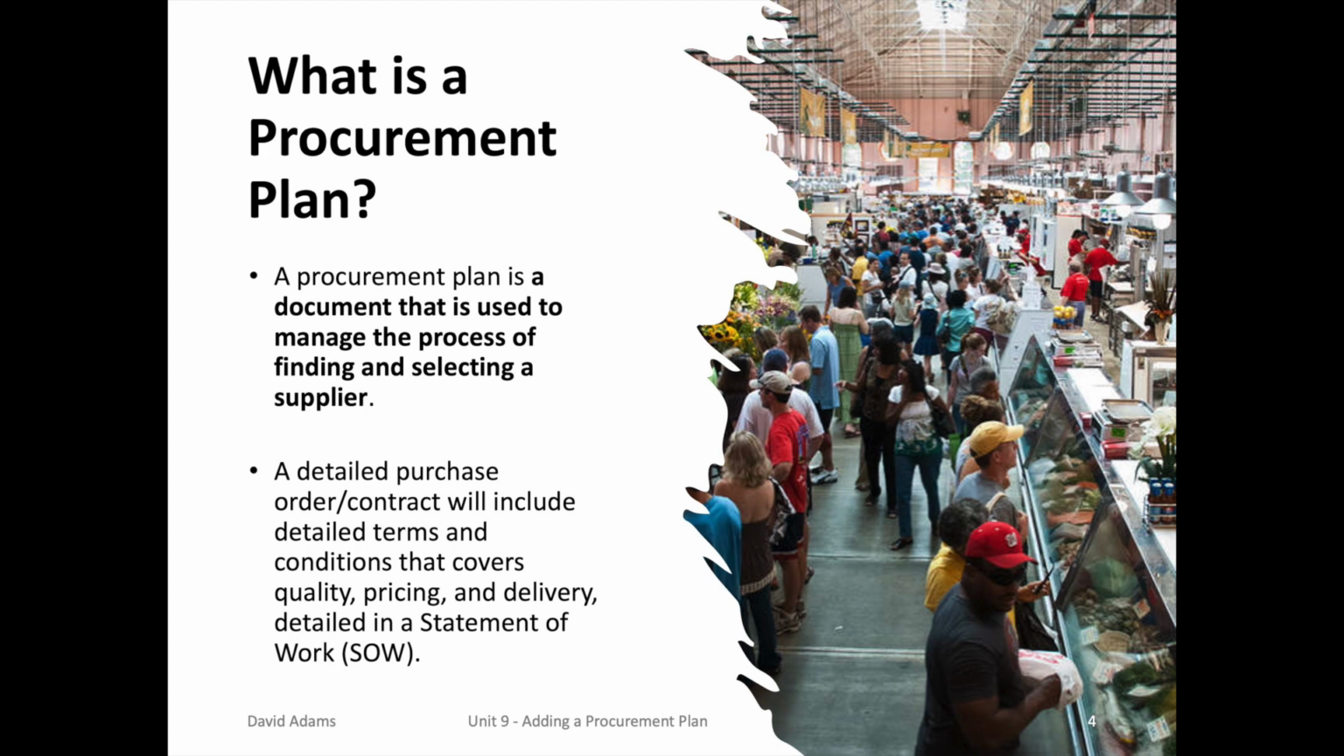The fourth overlay for adding project activities is a procurement plan. A procurement plan is a document that is used to manage the process of finding and selecting a supplier. And this could be either for materials or services. A detailed purchase order or contract will include details such as quality, pricing, delivery, and detailed information in a statement of work.